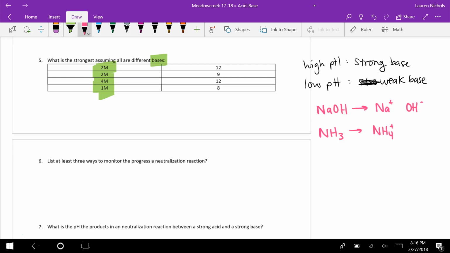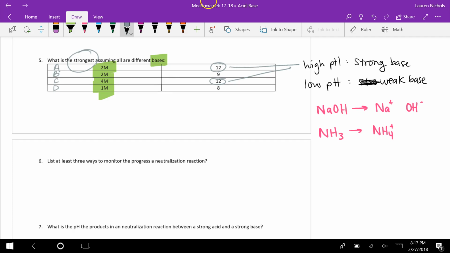And so one thing that we want to think about is we want to identify which one's the strongest. So they want to know which one is the strongest, and we'll just kind of put them all in order. But if we look, we have 2 that are number 12, okay? Now, the number 12 is a high pH, so those are the ones we're going to look at as being our strongest bases, okay? So let's see if we can label them A, B, C, and D, right?